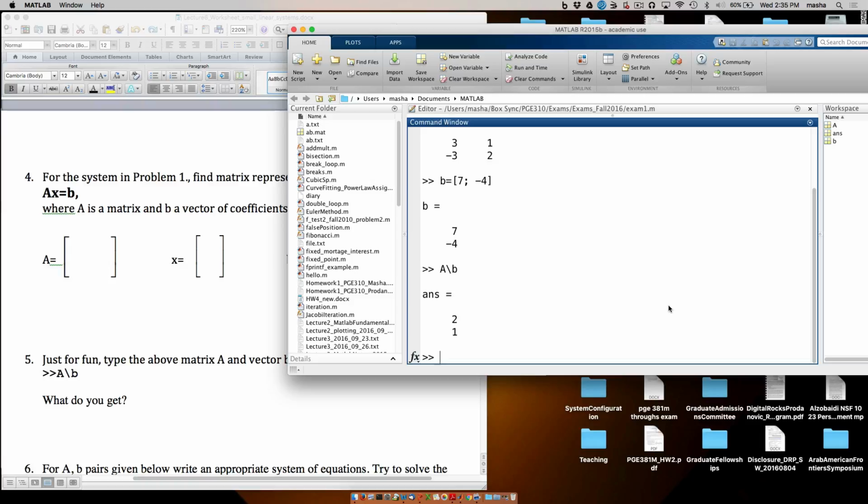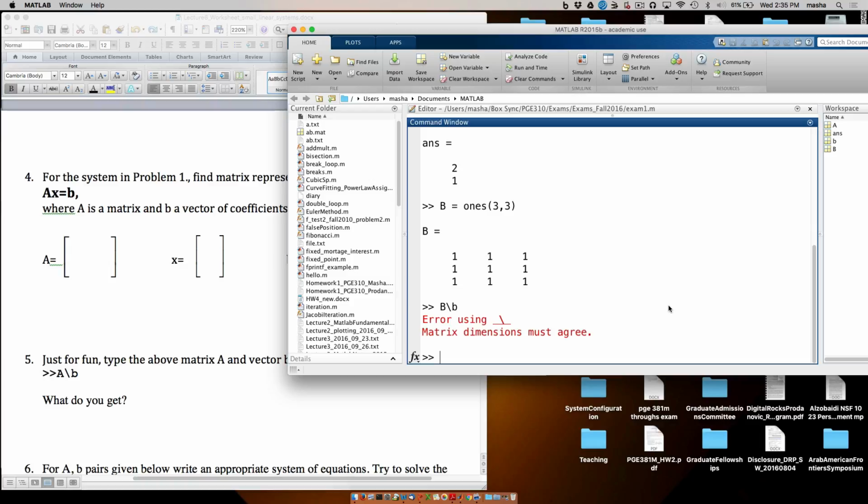Yes? What is a slash diagonal? So this is just an operator. It's really saying find the solution of the problem AX is equal to B. And yes, you have to have matching dimensions or else. So if I throw in A that is different, or let's say that B is, I don't know, ones of 3, 3. If I try to do this, it's going to yell at me.